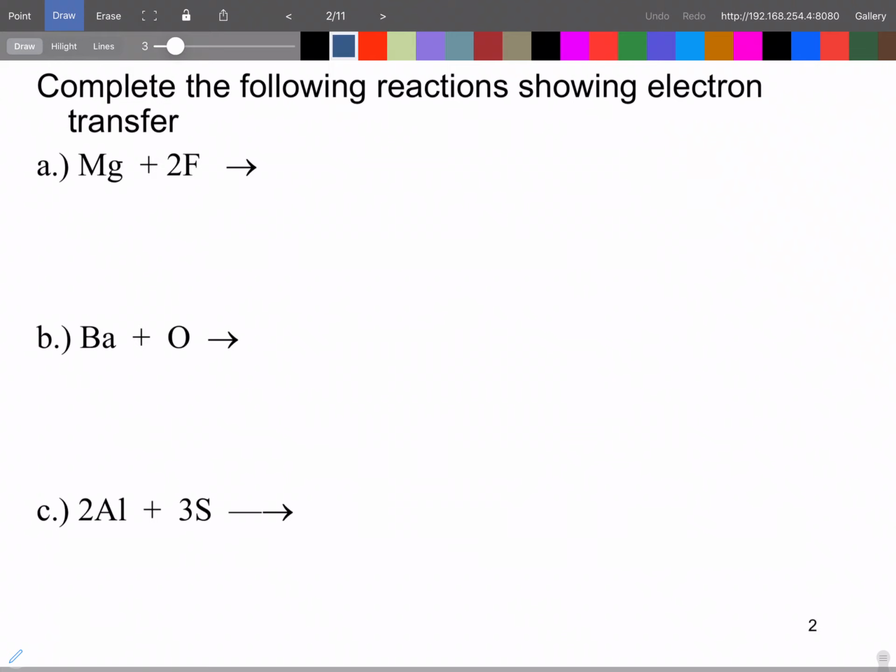So, to begin with, I'm going to do the electron structure for magnesium. And then I will do the fluoride. We have 2 fluorides. And remember, fluoride has 7 valence electrons. So I cheated on the first one because I knew what it looked like.